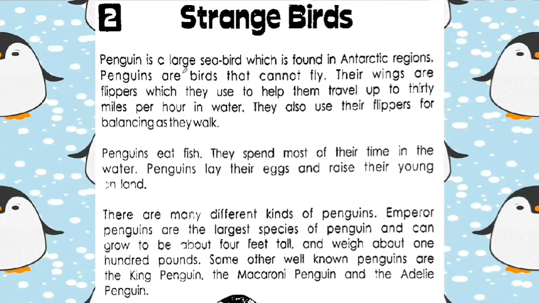Penguin is a large seabird which is found in Antarctic regions. Okay, penguin is a large seabird. Penguin is a seabird which is found in Antarctic regions. Region means area, okay? And Antarctic means the area that is covered with ice and water. It is very cold, okay? So it means that penguin is a seabird which can be found in the cold areas where there is ice and water.